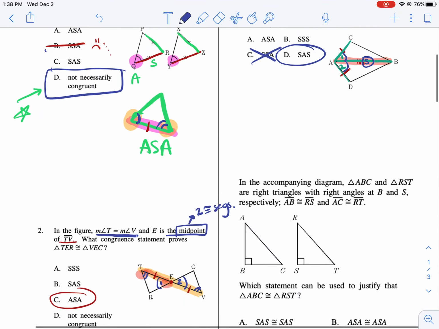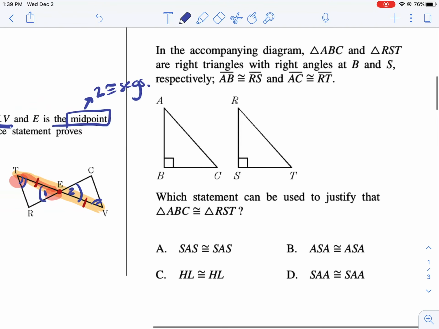All right. And then number 4, this is a little bit tricky, but Mr. Fields gave us a really great hint when you guys were learning this one: when you see a right angle, it doesn't have to necessarily be hypotenuse leg, but a lot of times it is. So if we look at this, let's mark up what we have. We're told we have right angles and two sides congruent. So we have AB congruent to RS, and then we have RT congruent to AC, or vice versa.